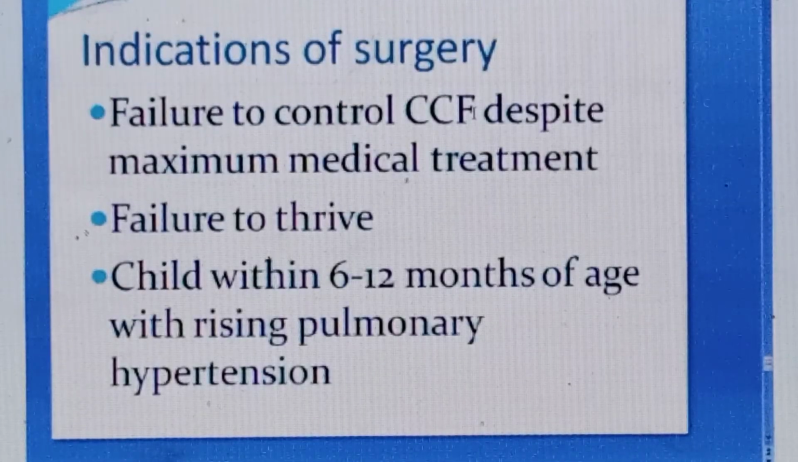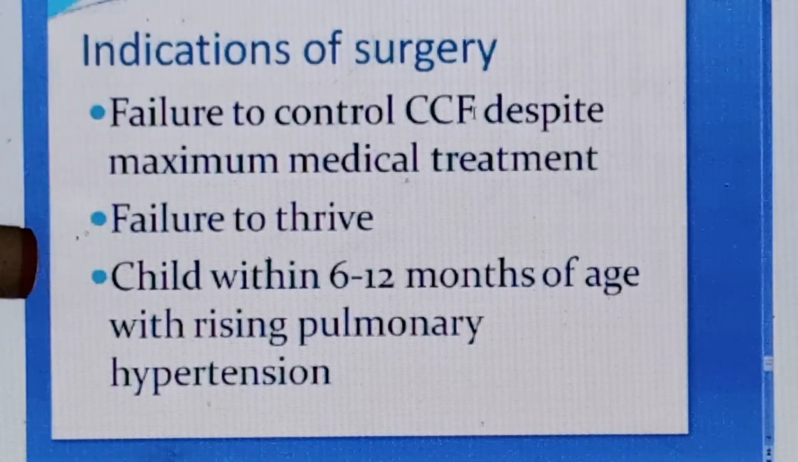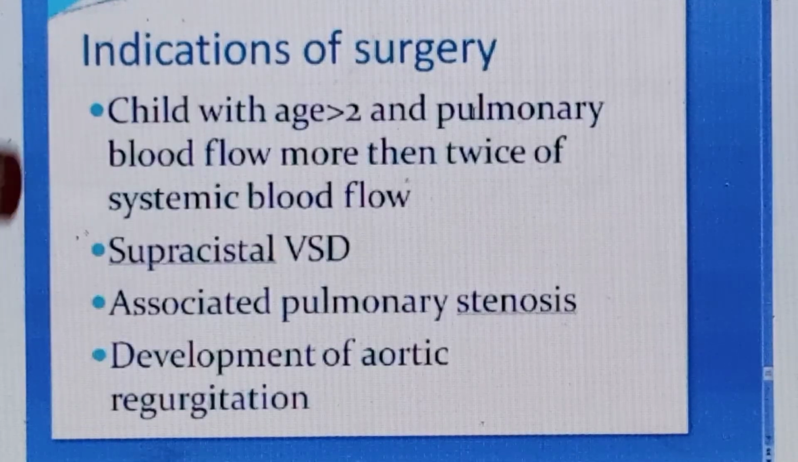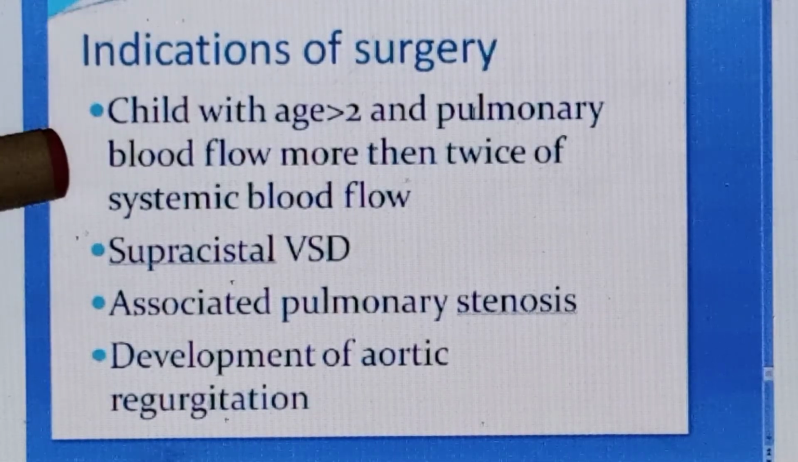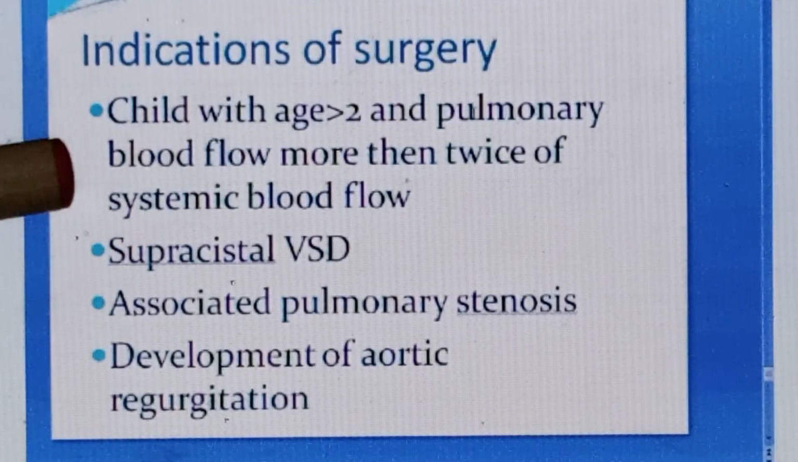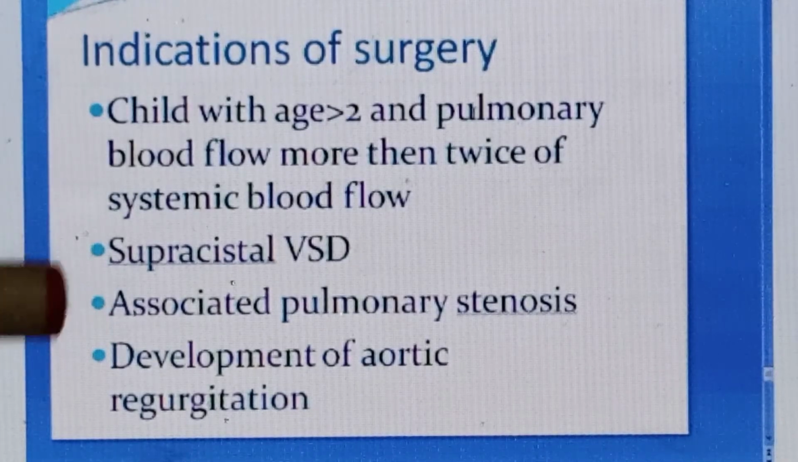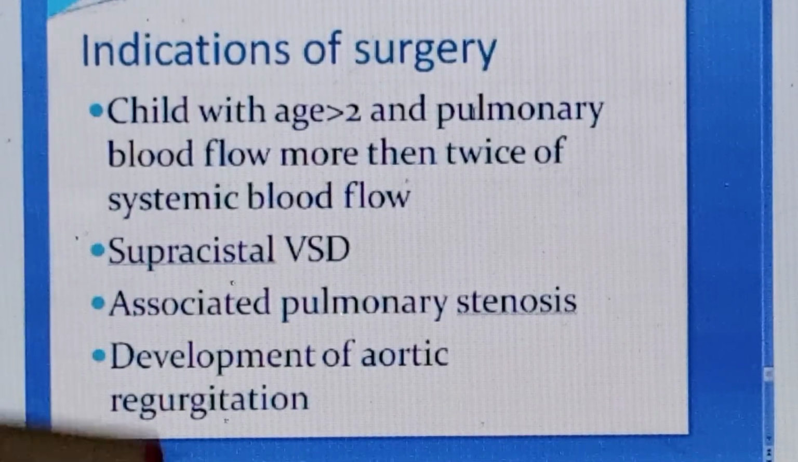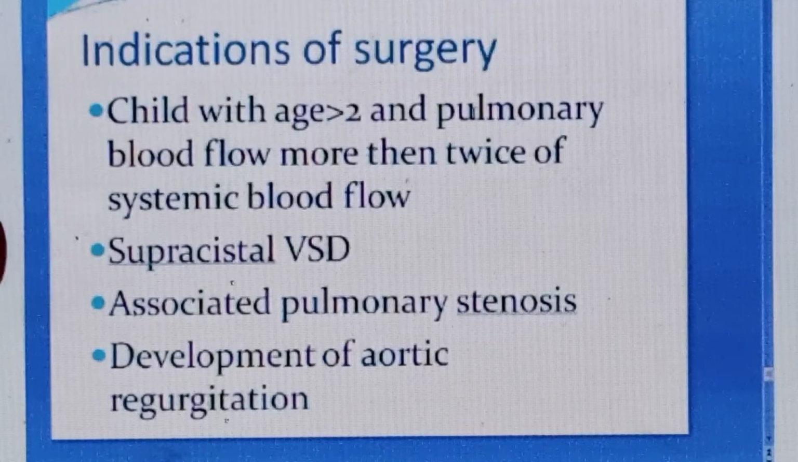The indications of the surgery, as we have discussed in the previous slide, include failure to control the congestive cardiac failure despite medical management, and failure to thrive if the child is within 6 to 12 months of age with rising pulmonary hypertension. So the main aim is to prevent the pulmonary hypertension, to prevent the Eisenmenger phenomenon. If the child is more than 2 years and the pulmonary blood flow is more than the systemic blood flow, then it is also an indication for surgery. Other indications are suprasystolic VSD, associated pulmonary stenosis, and development of aortic regurgitation associated with the ventricular septal defect. So these are the indications for repair by surgery.